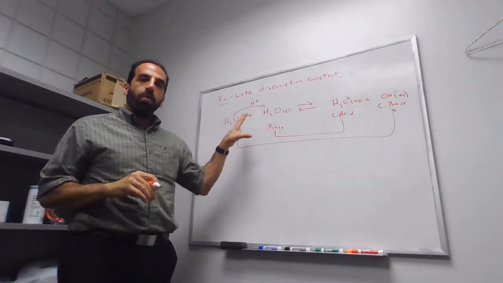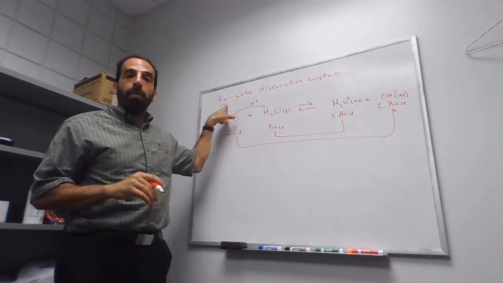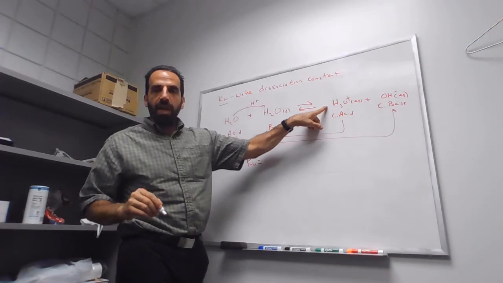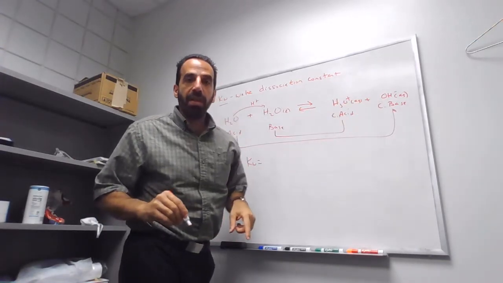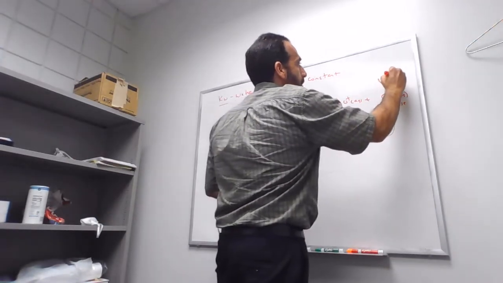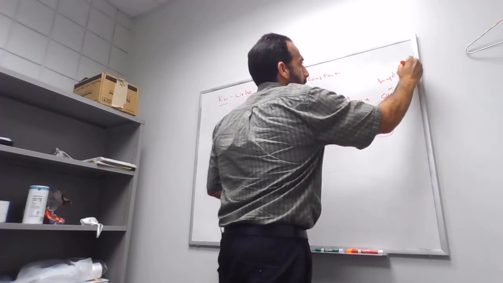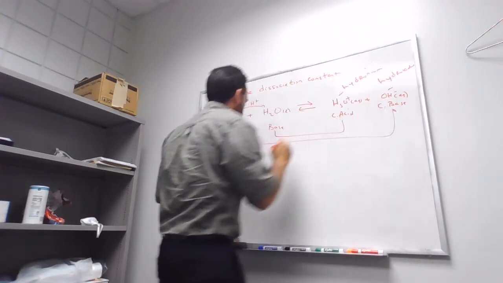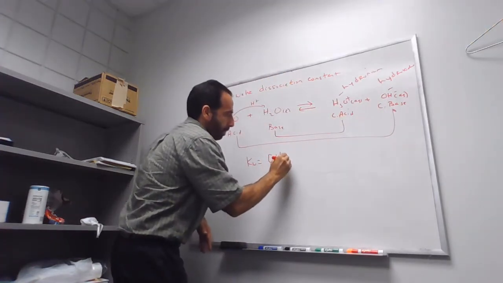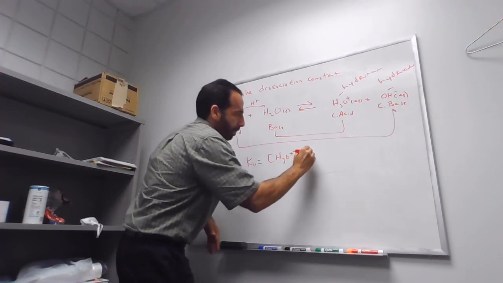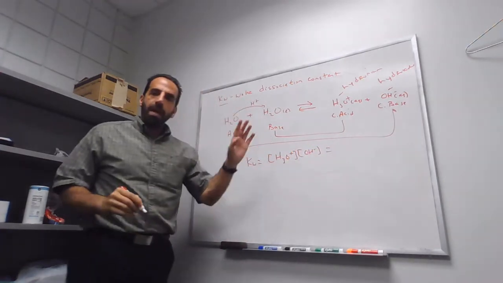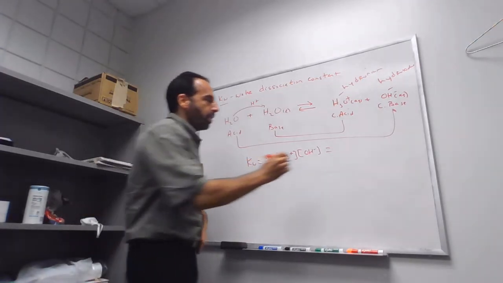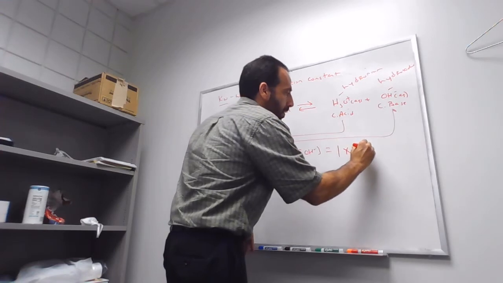I can write this as an equilibrium expression. I'm going to call it KW. And so KW, what I'm going to do is, it's going to be the concentration of hydronium ion times the concentration of hydroxide ions. Again, this is hydroxide. And this is hydronium. And so this concentration together in solution is going to equal to this value of KW, which is 1 times 10 to the minus 14.